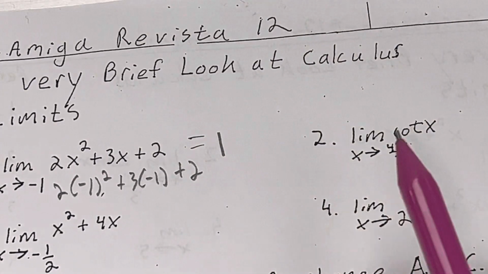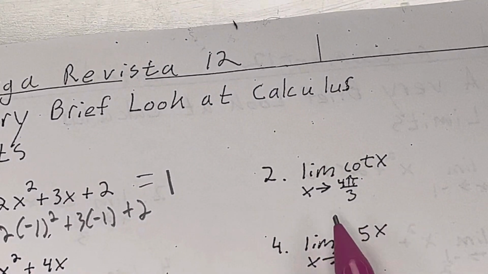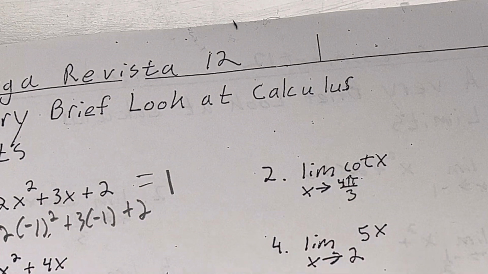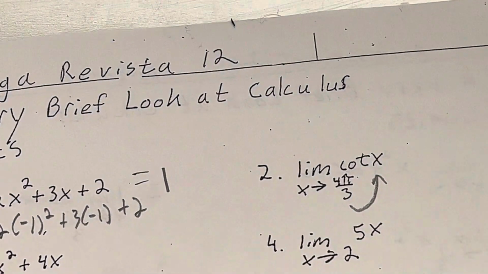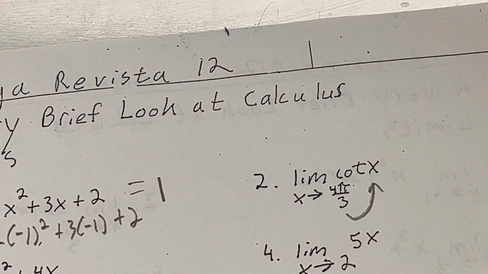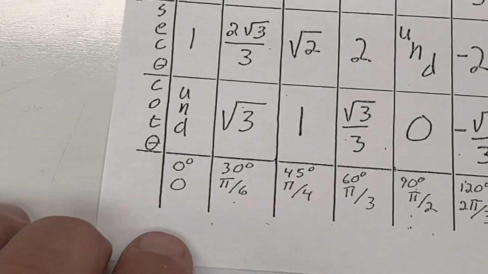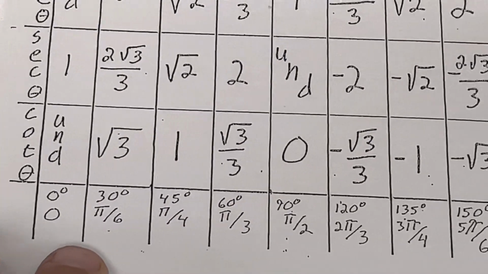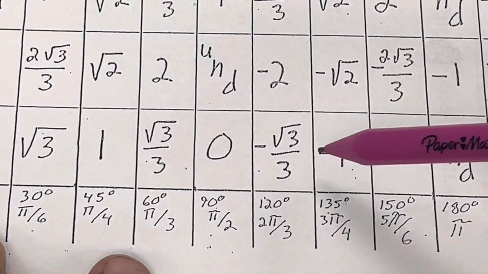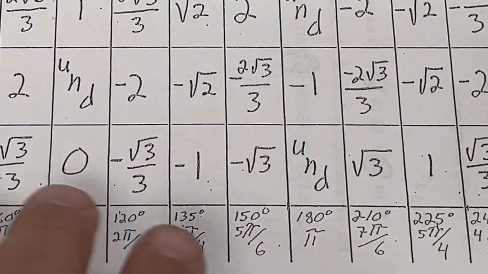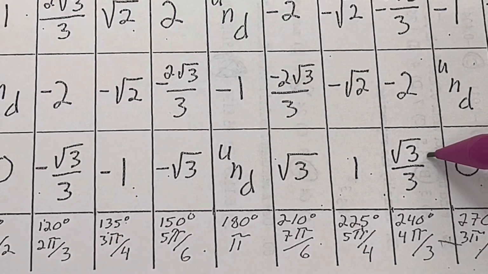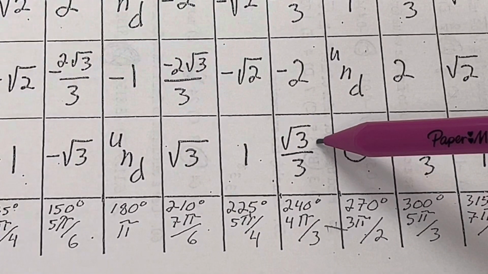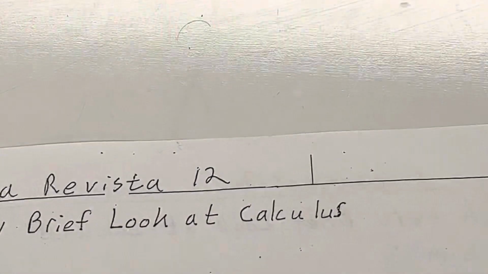Equals 1. Limit as x approaches 4 pi over 3 of cotangent x. So all that means we're going to plug in 4 pi over 3 in the cotangent. So I need to find out what cotangent of 4 pi over 3 is. So let's go to our chart. Cotangent, scroll across till we get to 4 pi over 3. It's the bottom row here. So cotangent of 4 pi over 3 is going to equal root 3 over 3. Not that big of a deal if you have the chart. So that's going to be root 3 over 3.